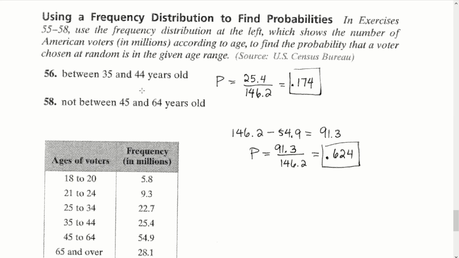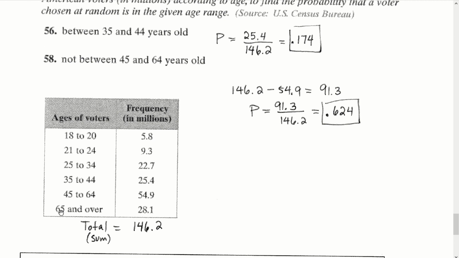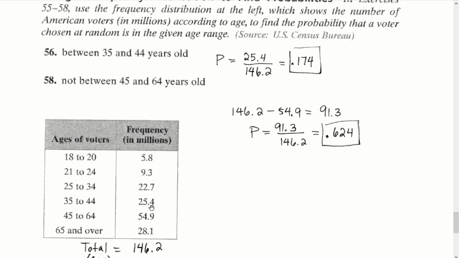Let's take a look at the next example. Suppose we have the number of people that voted in each of the different age ranges. So between 18 to 20, 5.8 million voters. 21 to 24, we had 9.3. And all the way down to the last category, 65 and over, suppose that there was 28.1 for that.